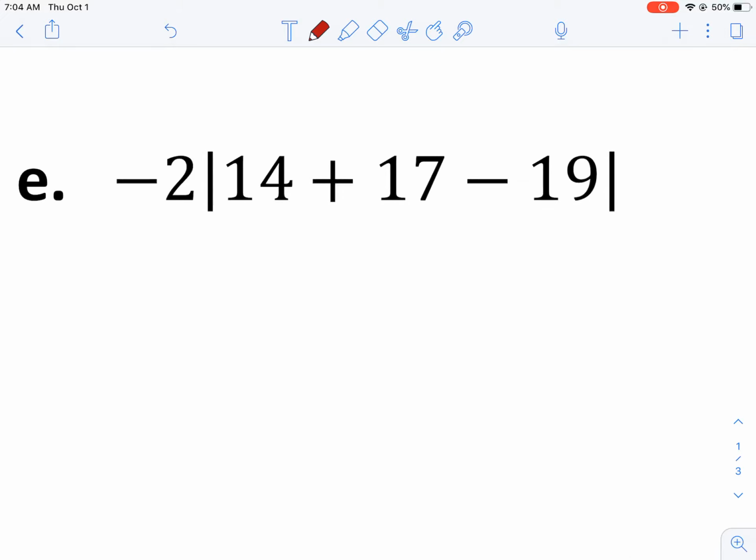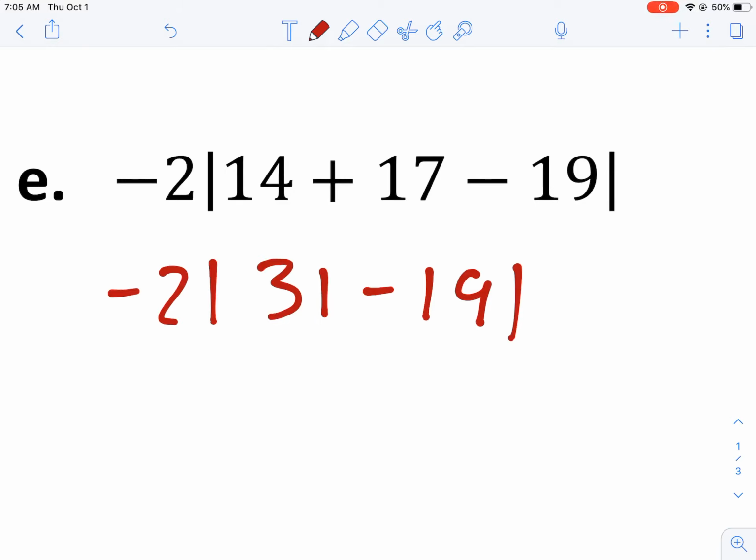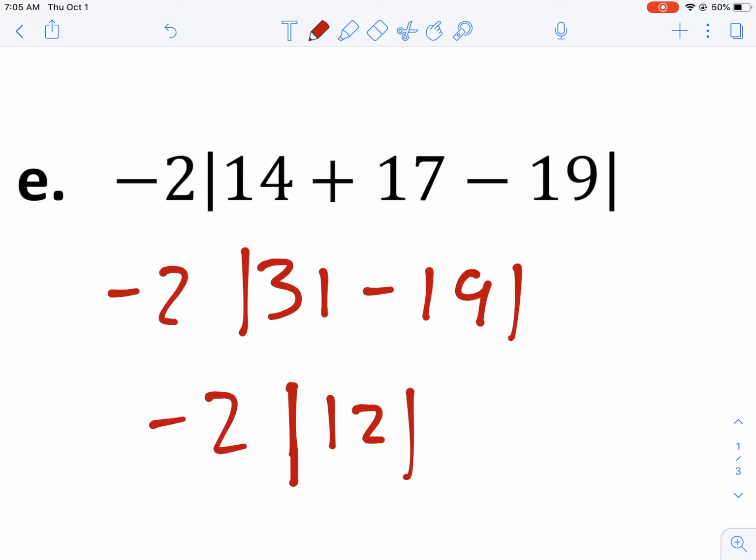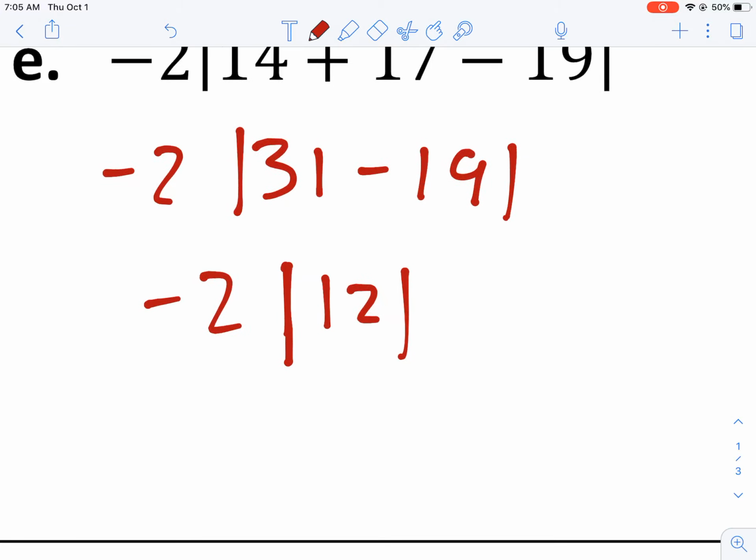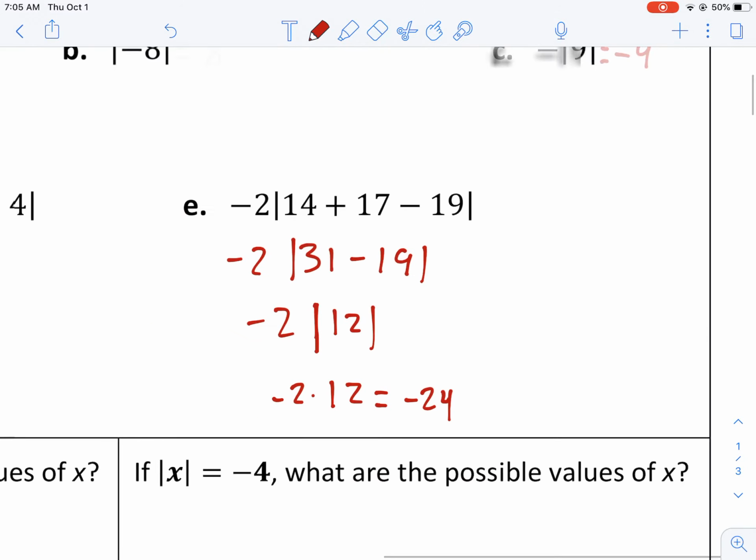This one, okay, the -2's out in front. So the -2, again, just like the normal negative, will just stay out in front until the very end. So 14 plus 17, that's 31, right? And then we've got 31 minus 19. Now, you really have to draw these lines kind of big, I guess, so that it doesn't look like a 1. And then we got to do 31 minus 19, so that should be 12. So now we've got -2 times the absolute value of 12, so this just becomes regular 12. And then -2 times 12, so our final answer here would be -24.